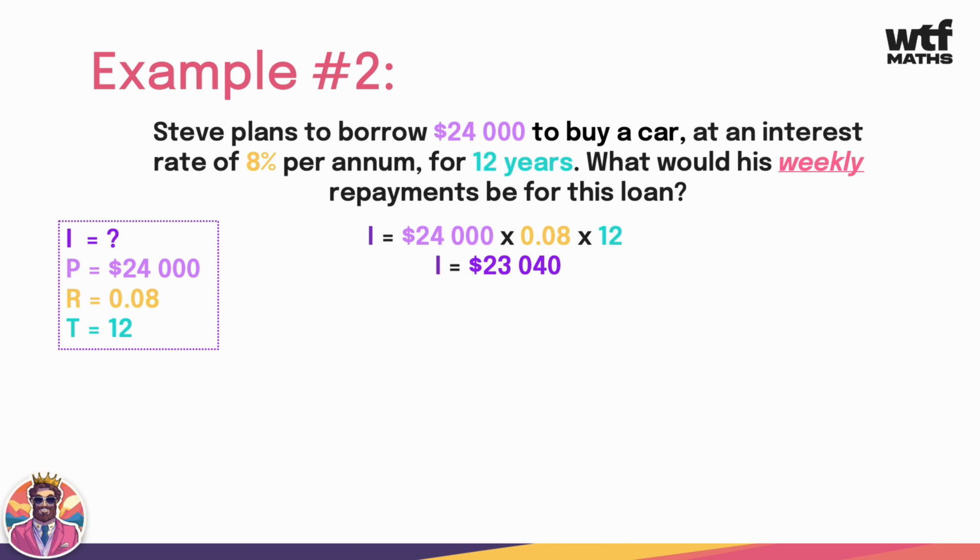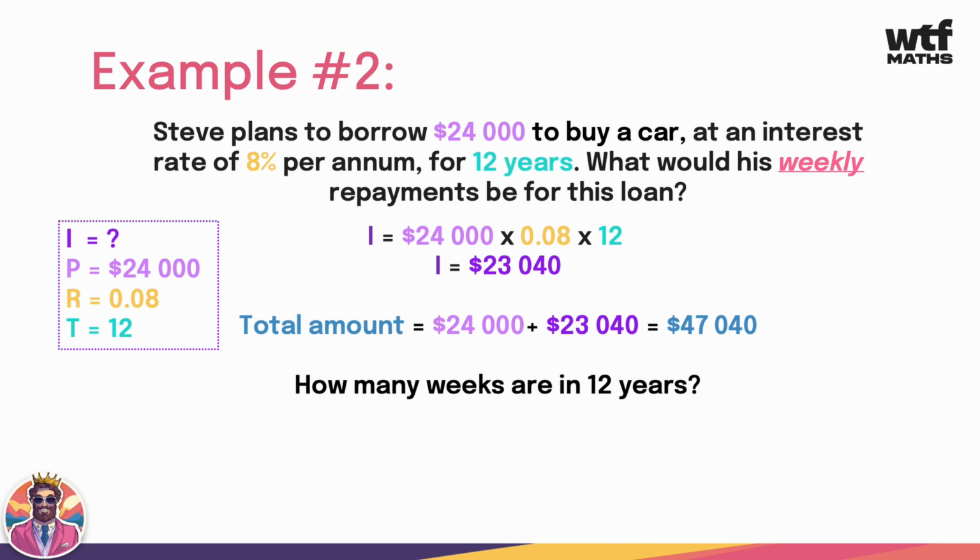So just be careful if you're ever buying a car, look at the interest rate of the loan because you might be in Steve's situation. If we take this $23,040 and we add it to the original $24,000 he borrowed for the car, he needs to pay back $47,040. Now, he's going to be making weekly payments over 12 years.